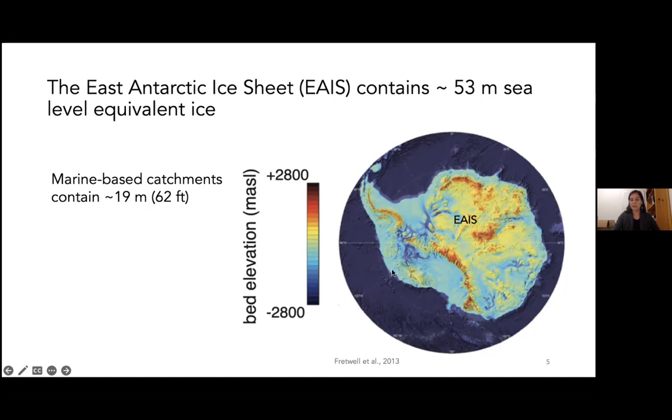Of course, West Antarctica really stands out, but you can see that there are substantial portions of East Antarctica that are submarine, and therefore their ice is grounded below sea level. That pinning point on the land is located below sea level. So you can see quite a bit here in the Wilkes and Aurora subglacial basins, as well as the Lambert catchment, and some of these catchments associated with the Ronne-Filchner.